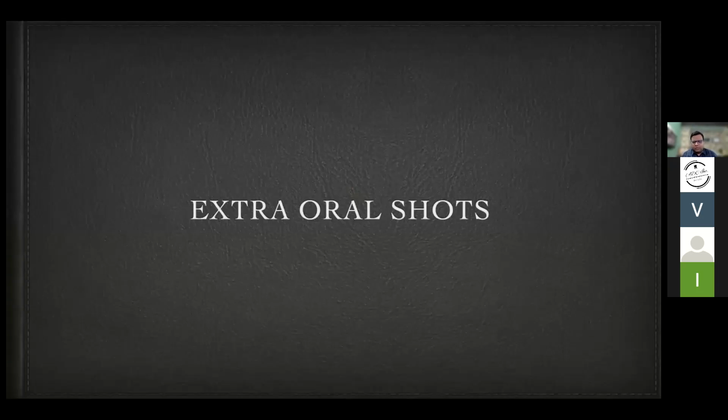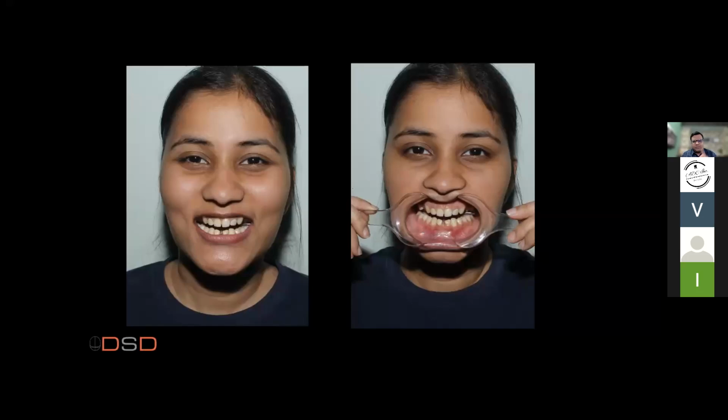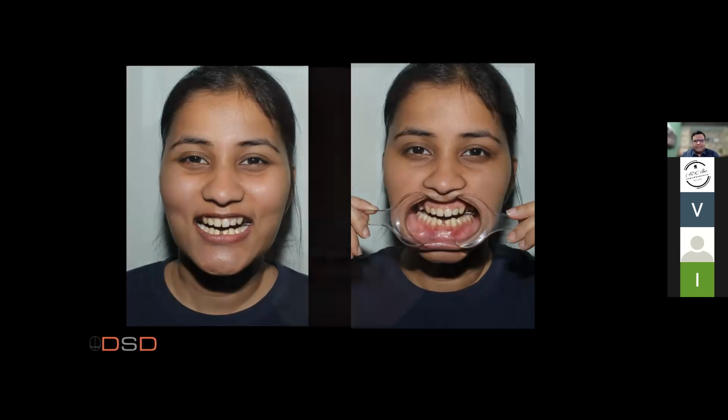If you look at extraoral shots, these are very important, where you're taking the patient's profile with the patient's smile and then with the cheek retractor. This is according to your DSD protocol. And this is the 12 o'clock view, where you see how the central incisors or all the anterior teeth are in alignment with the lip also.